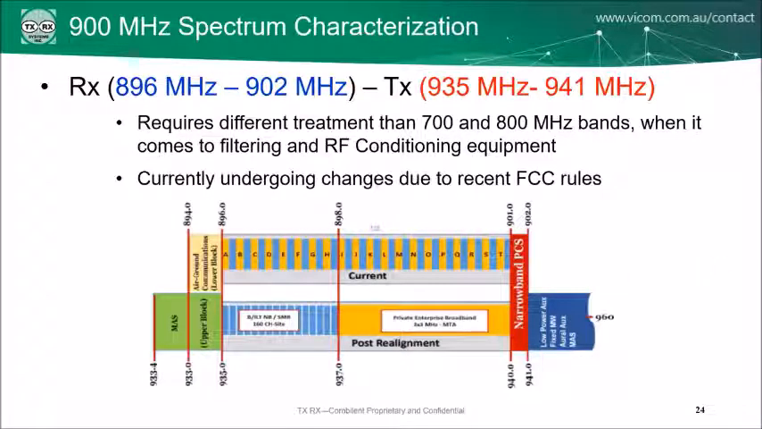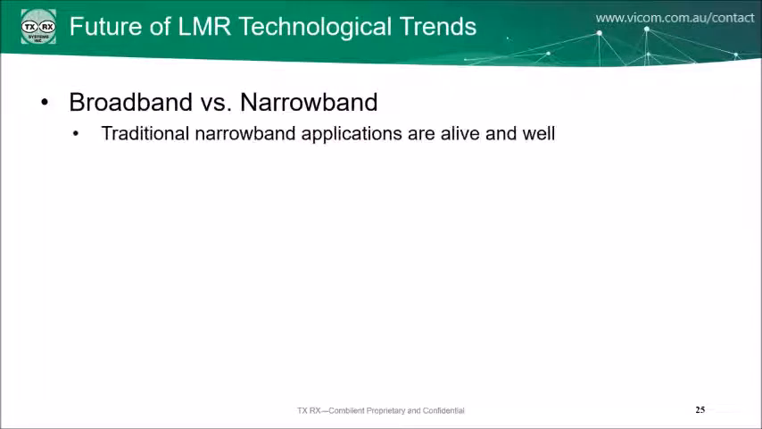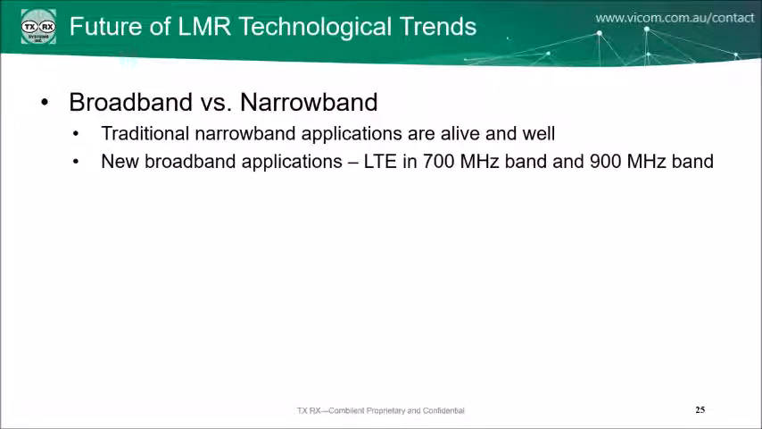Now, we've thrown those terms around, narrowband and broadband. Let's talk a little bit about them. Traditional narrowband applications are alive and well. Narrowband is used everywhere. Broadband is starting to come into play. Why do you want broadband? Well, you carry more data. Narrowband is still just fine for a lot of land mobile radio stuff. We mentioned that we've got new broadband applications. LTE was one of them that I mentioned first. We've got the 700 megahertz band and the 900 megahertz band, which both use heavy broadband applications.